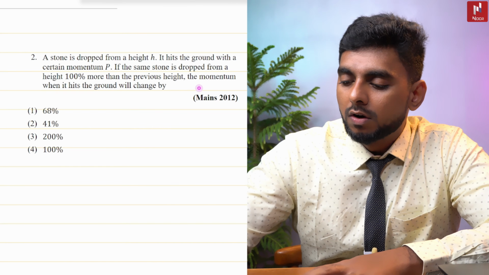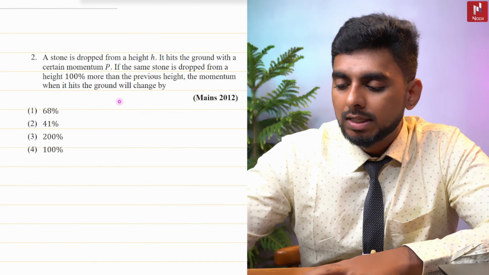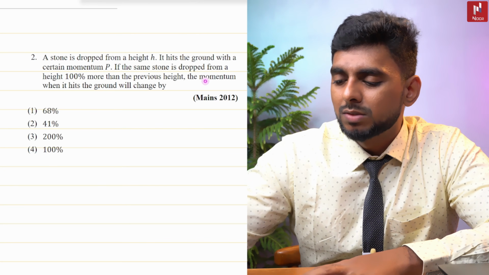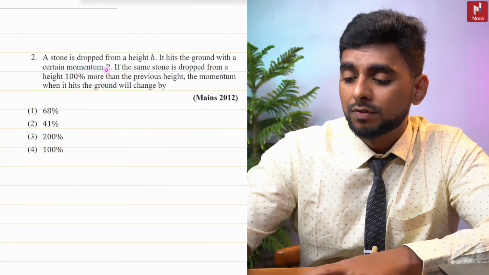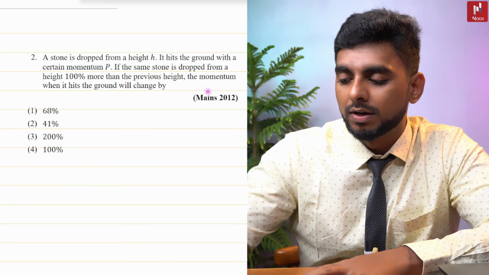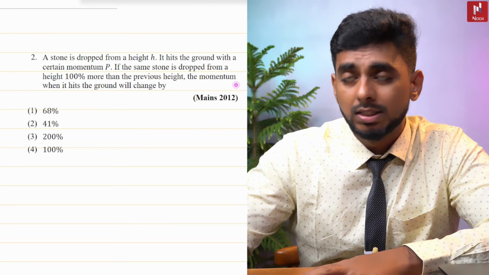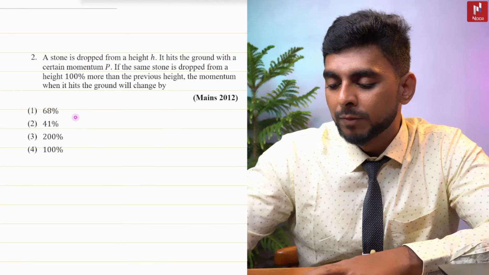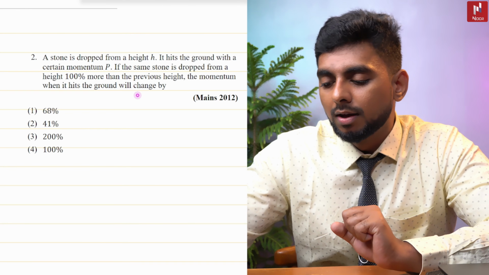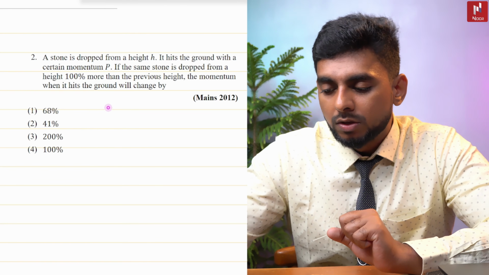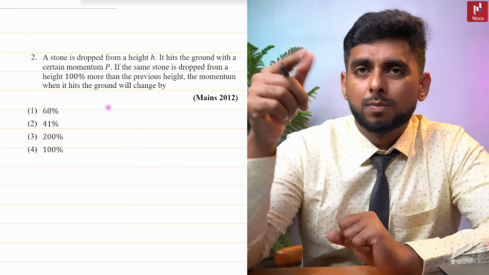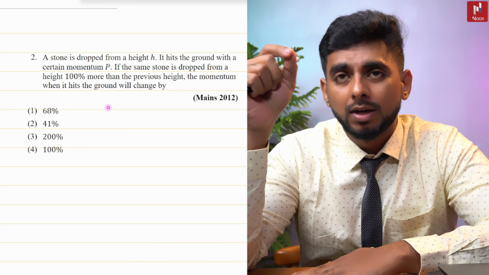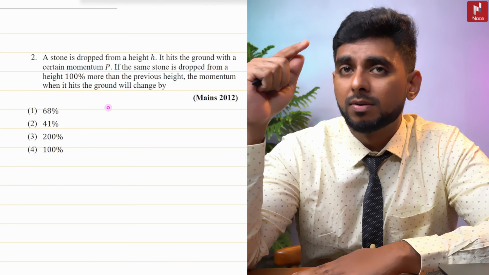Then the momentum when it hits the ground will change by what percentage compared to the first situation? That's what they're asking us to find. So in the first situation, when I dropped it from a certain height h, it reached the ground with the momentum p. In the second case, I just dropped it from double the height.